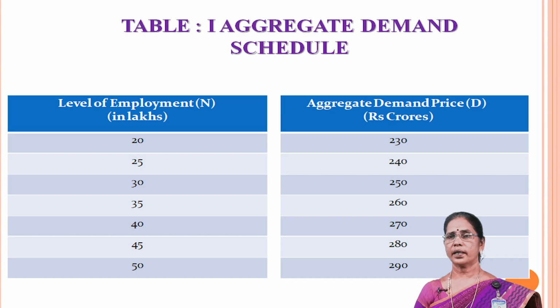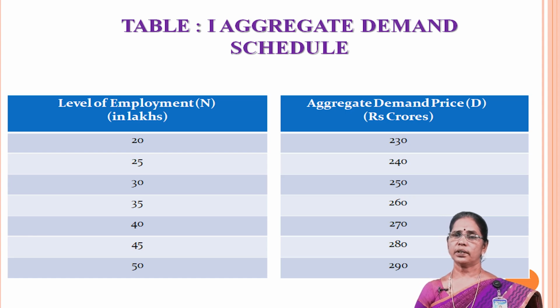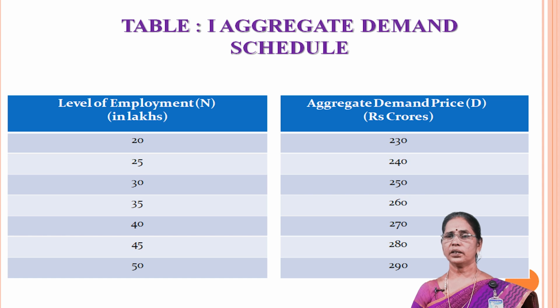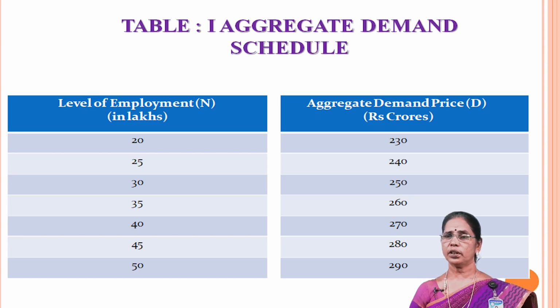Now let us see the aggregate demand schedule. Here we have to take two components. One is the level of employment in lakhs. Another one is the aggregate demand price in rupees crores. The level of employment is 20, 25, 30, 35, 40, 45 and 50 in terms of lakhs. Here the level of employment increases from 20 to 25, 25 to 30, 30 to 35, and up to 50. The level of employment overall increases from 20 to 50 lakhs. Another one is the aggregate demand price. The aggregate demand price increases from 230, 240, 250, 260, 270, 280, 290.